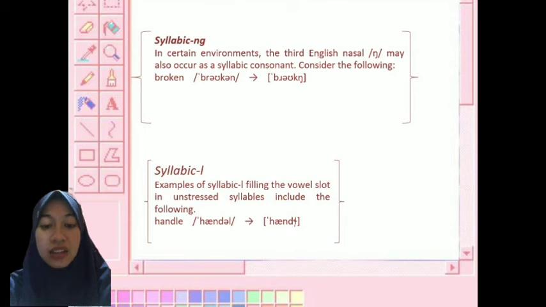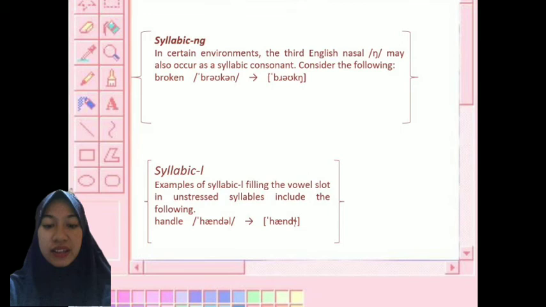Okay, next, syllabic L. Examples of syllabic L filling the vowel slot in a stressed syllable include the following: bottle, handle. Okay, next, inflection.